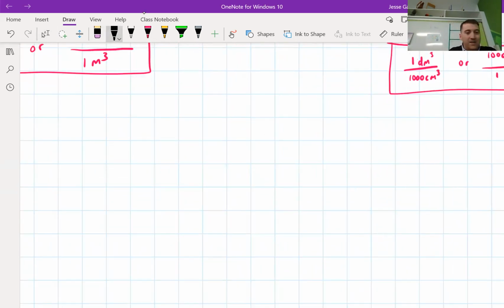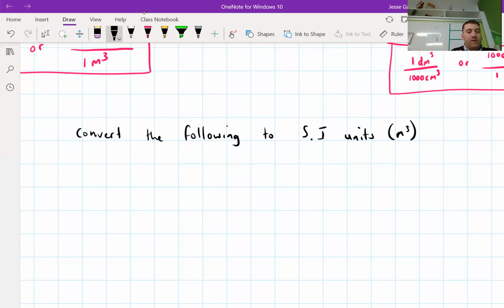So let's say you are asked to convert the following to SI meter cubed. So let's take 74 cm cubed. And that's currently not in SI units. We need to convert to meters cubed. So we're going to use a unit analysis again there, where I set up my fraction that relates centimeters cubed to my SI units, meters cubed.